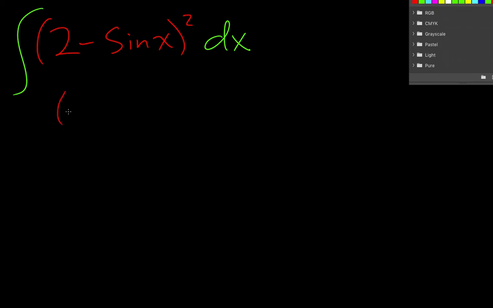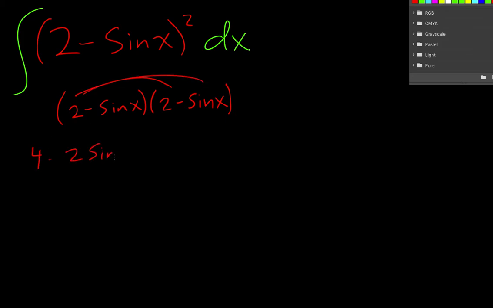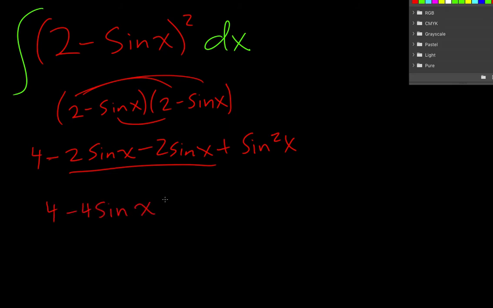So now it says to integrate this thing. So the first thing is put the integration sign and the dx. And what we want to do is before we integrate, we're going to think of it like this. And we're going to distribute. So we get 4 minus 2 sine x minus 2 sine x plus sine squared x. Combine like terms. Okay. Put my dx back in there and my integration symbol.